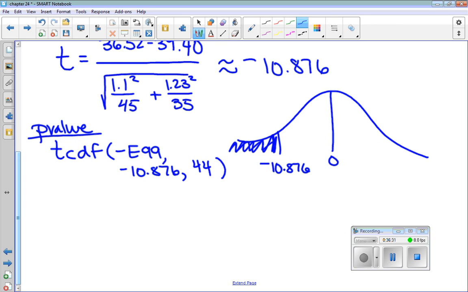Why did the calculator give me something different? It has some crazy formula that we're not going to ever ask you to do, but it gives you a much more specific degree of freedom. That's okay. Your p-value won't be that different. But that's a more precise one to use if you wanted to. And then we could say that your p-value was approximately 0, right?